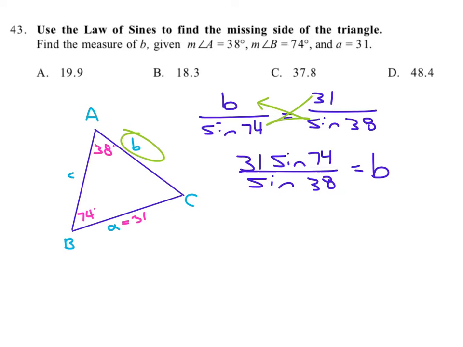Let's type it in. Let's find out what it is. 31 sine 74, you must close those parentheses, divided by sine of 38, 48.4, clearly choice D. Yay.